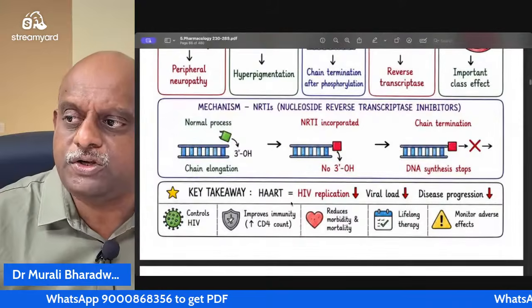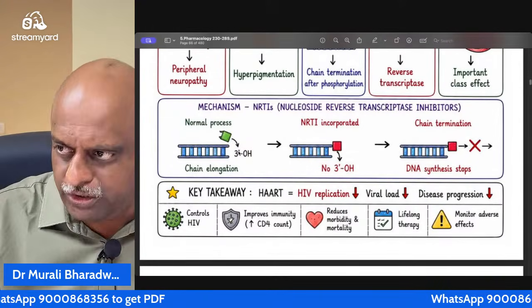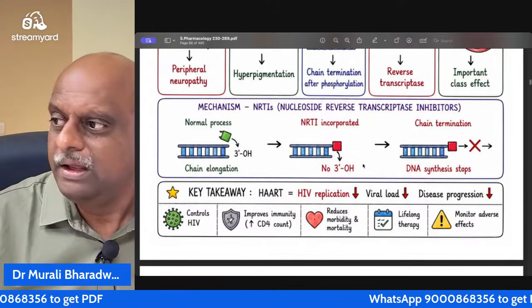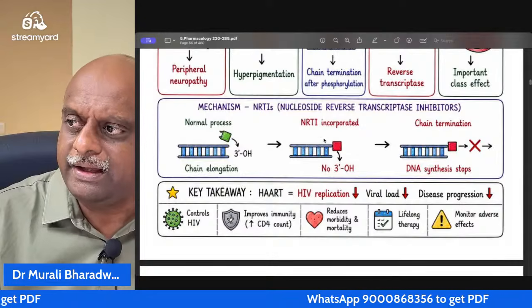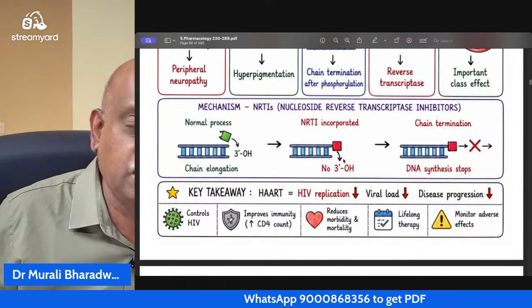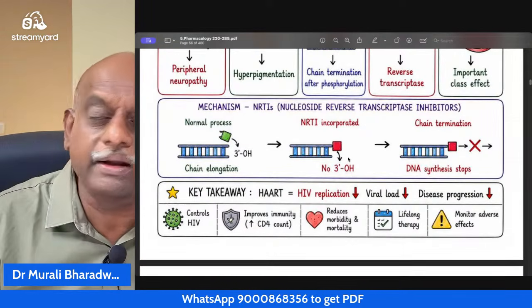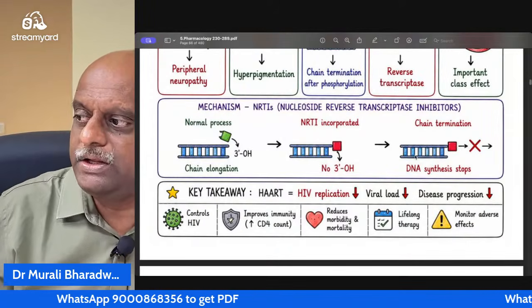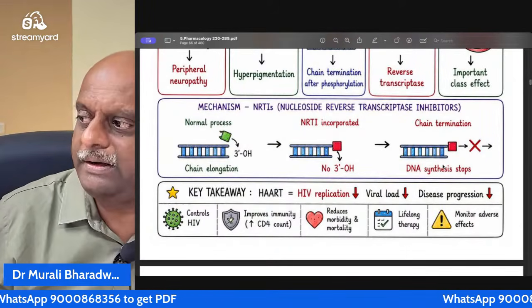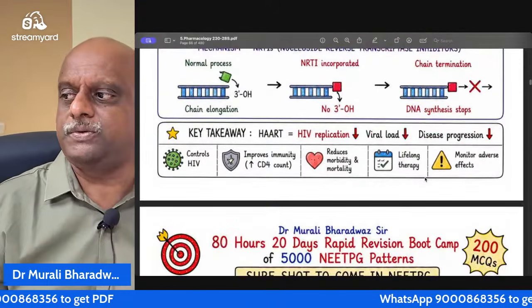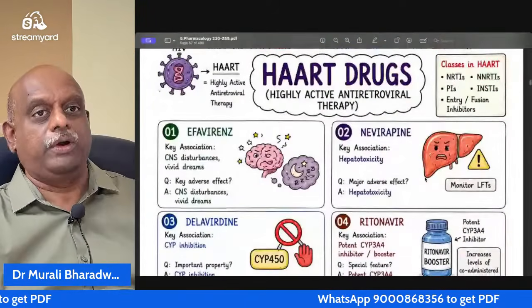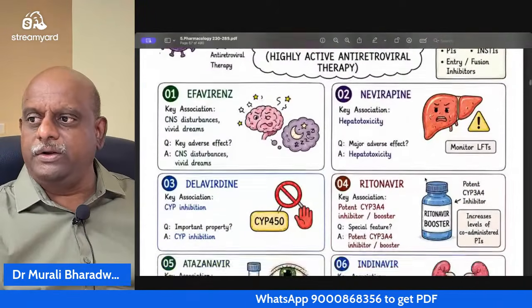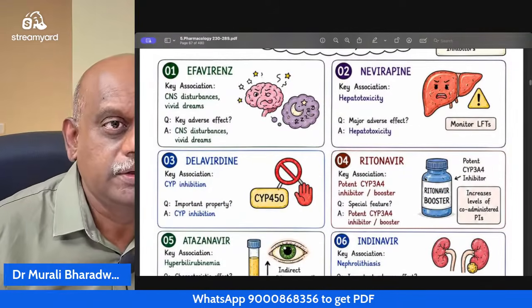So in the normal process, the chain elongates when the nucleotide comes and joins. But if the nucleotide reverse transcriptase inhibitor is used, the chain becomes terminated and the DNA synthesis stops, which is the basis. Okay, doc? So now let us look into the specifics.